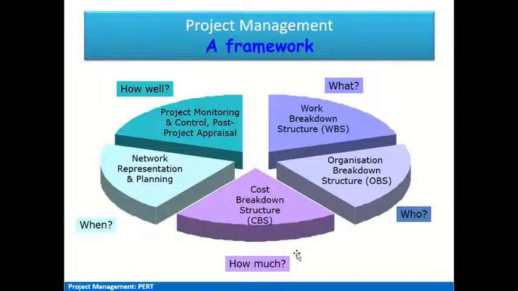With respect to how much cost will be involved, we have the cost breakdown structure, and then the network planning and representation deals with when, by the timelines, how we are going to progress through the particular project. So typically when we talk about techniques like critical path method and PERT, we are dealing with this particular aspect of network representation and planning, which is concerned with the when aspect related to the project management framework. Now then how well we did it, that will be the project monitoring and control, post project appraisal aspect. Those will typically cover that.